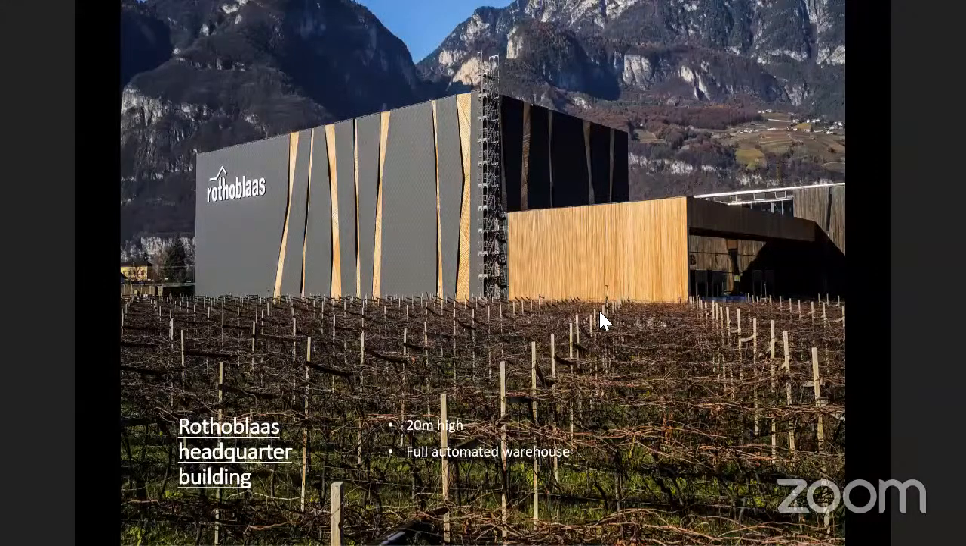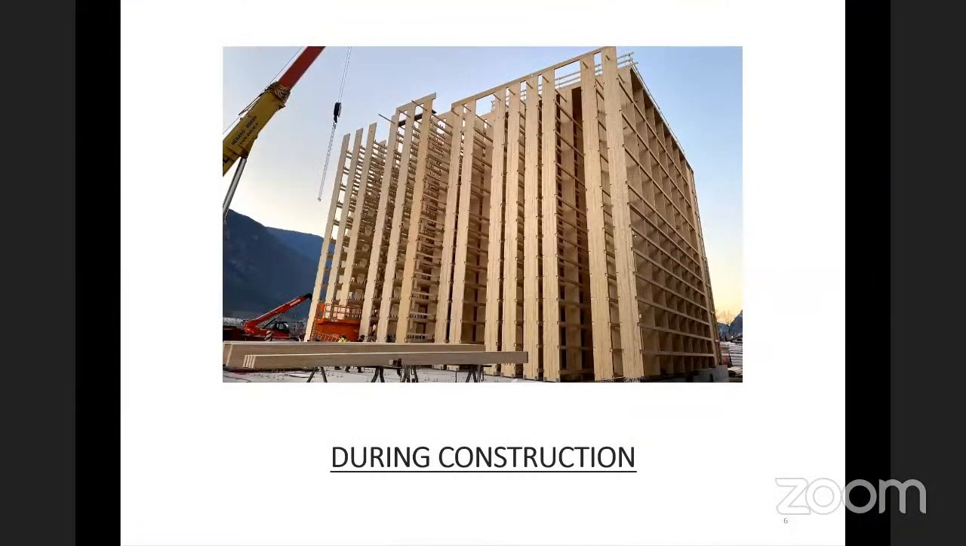This is our headquarters, the warehouse, that is fully automated and completely built of timber. This is just to show some of our collaborators that we also practice what we preach, and we also take part in what we preach actually. It is 20 meters high and fully automated, and you can see the outlook of the warehouse is quite good looking. And that was it during construction, our warehouse at the headquarters in Cotacea, Italy. Just to tell you that we also practice what we preach.